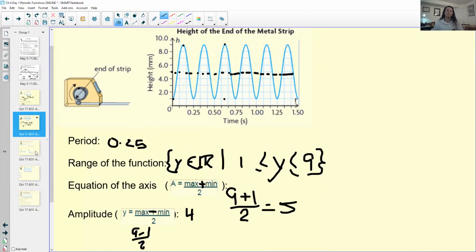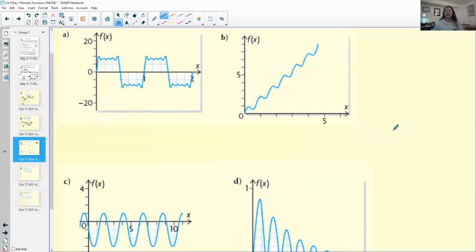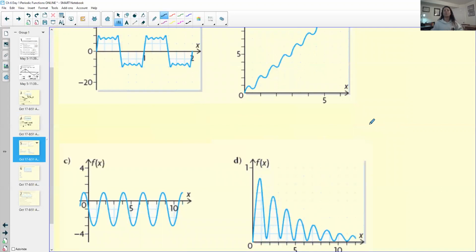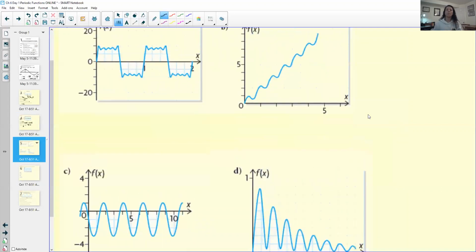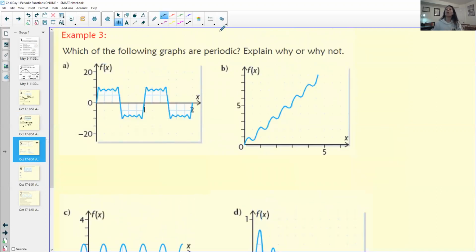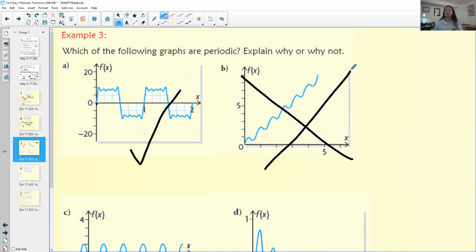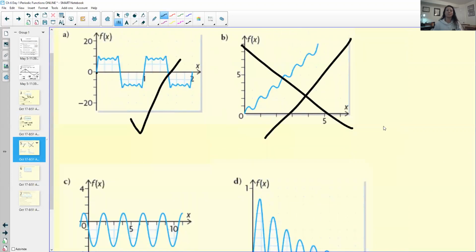It's all good. Hopefully you've got an idea of what a periodic function looks like by now. For this one, are each of these periodic? Yes, because it has a repetitive pattern, right? From here, squiggles down, and then here, squiggles down. It's the same thing. So this one, yes. This one, no. Even though it's going up and down, it's continually going upwards. There needs to be a cycle of some sort, and there isn't one happening there.